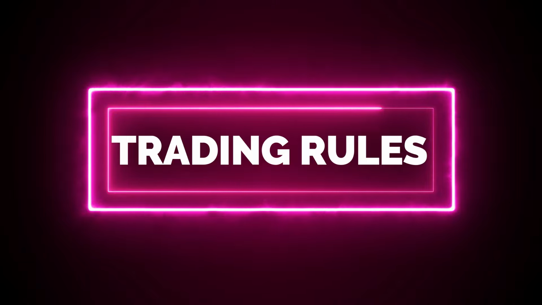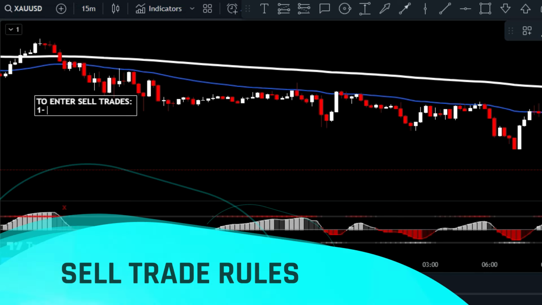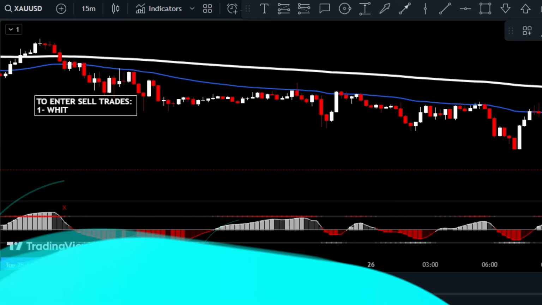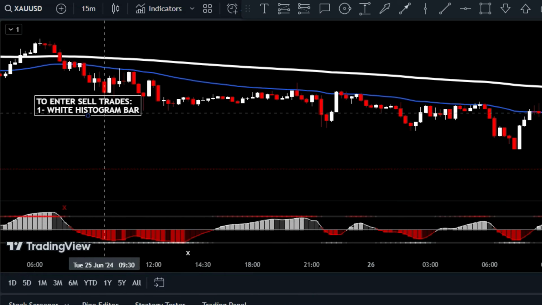Get ready to discover the trading rules that'll help you make smart moves with these fantastic indicators. Alright, let's break down the steps for spotting sell trade rules. First, keep an eye out for the first red histogram bar that dips below the zero level after a few other colorful bars. That's your cue.